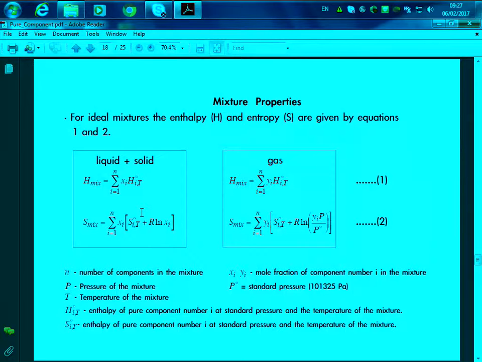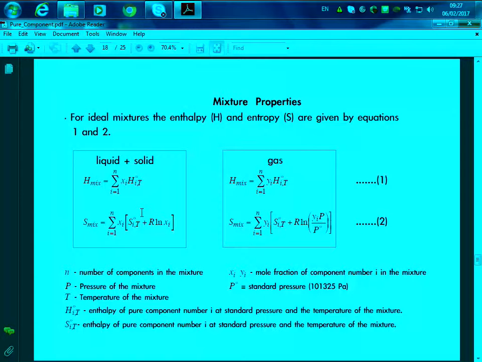Hi will be the enthalpy of the pure components at standard pressure and temperature of the mixture. So here in the liquid, we will have the same thing for the entropy. The entropy of the mixture will be the sum, again, of the entropy times the mole fraction.